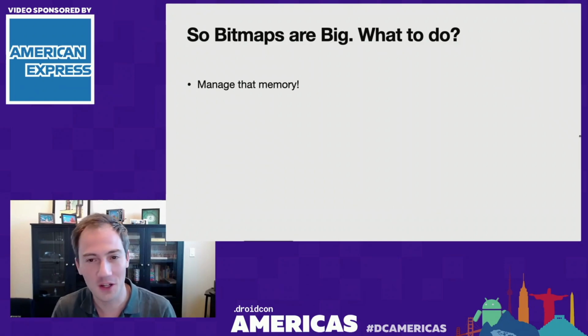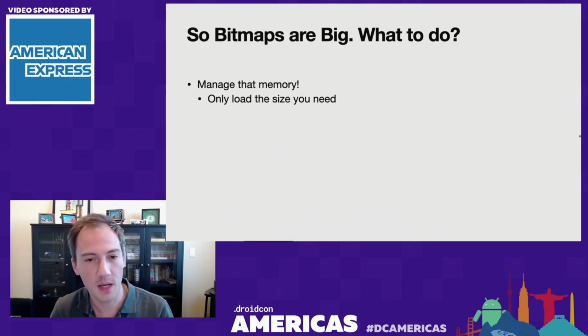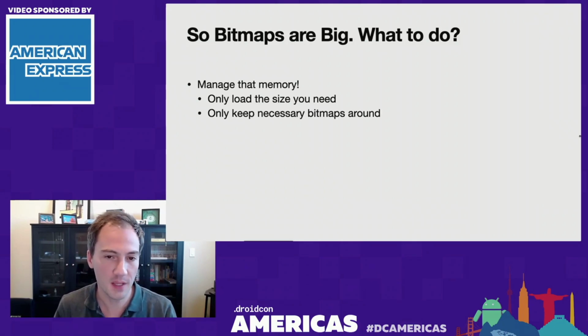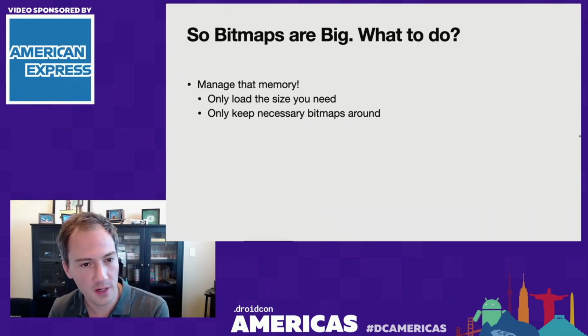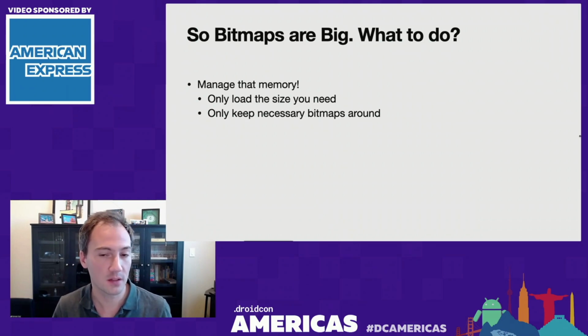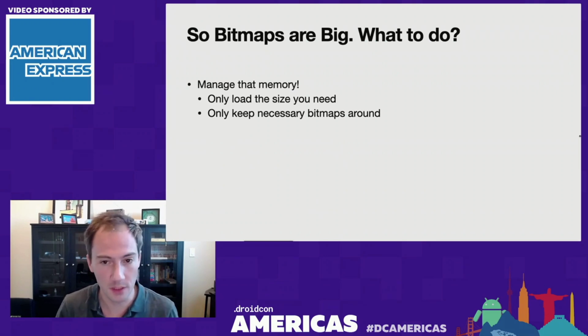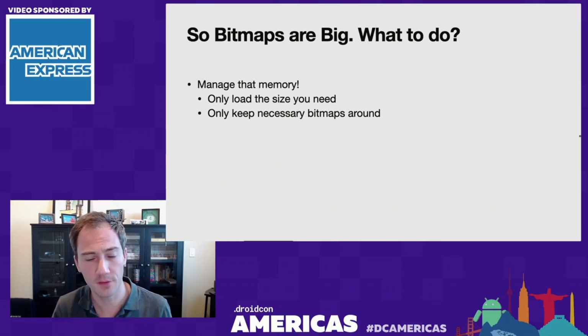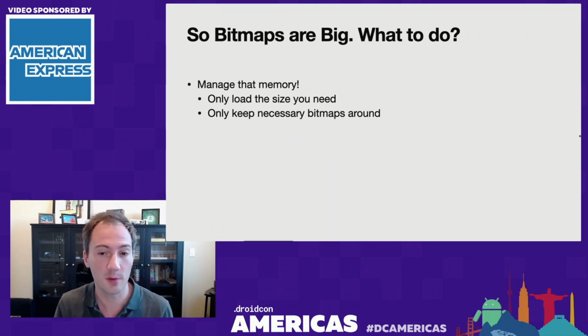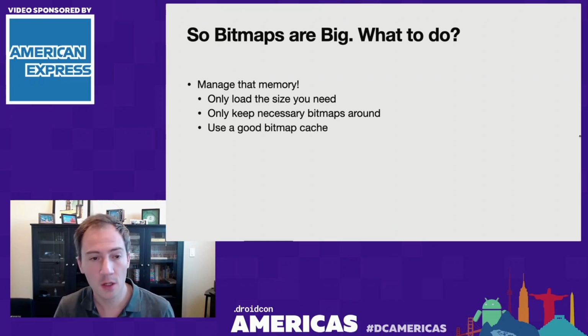Java and Kotlin programmers manage the memory. Only load the size you need. That's particularly important, especially if you put bitmaps in your drawable folders. Remember that the base drawable folder, without any qualifier, is actually the MDPI folder. So any image that you put in there, when loaded on a modern device, will be upscaled by 4x on each axis, which means it's going to be 16 times bigger in memory. It might actually be too big to load. So use the right DPI folder, or you can also use the drawable-nodpi folder to guarantee that it's not going to be rescaled on any device. So only keep the bitmaps you need around, use a good bitmap cache, reuse bitmap memory.